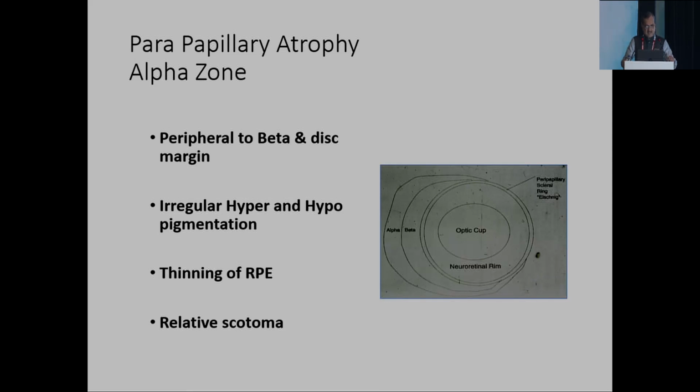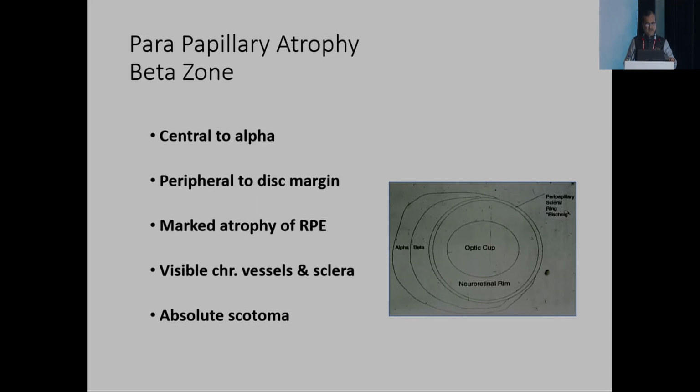It indicates thinning of the RPE, and that can give you a relative scotoma, whereas in the beta zone, it is central to the alpha zone and the optic disc margin. This is peripheral to the disc margin. It appears as a marked atrophy of RPE. It is a resultant of marked atrophy, and then visible choroidal vessels and sclera can be seen in this zone, and this results in absolute scotoma.